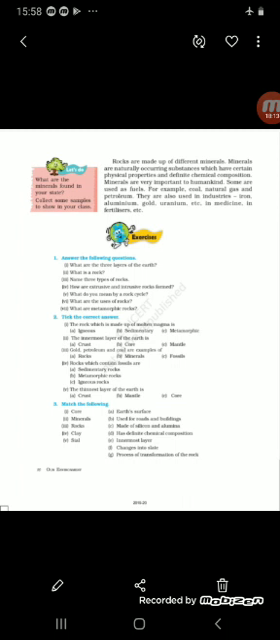We also know about different kinds of rocks and minerals. What are the 3 major types of rocks? Can you tell? You should be able to remember what you have read. The 3 major types of rocks are igneous rocks, sedimentary rocks, and metamorphic rocks. We also read the rock cycle and different types of minerals. Am I right?